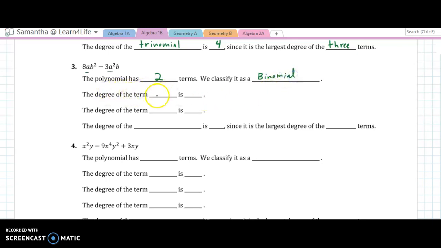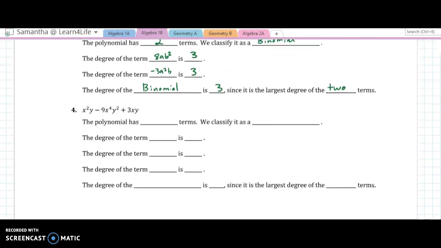And the degree of the first term, 8ab squared, is, well, the exponent on the a is 1, the exponent on the b is 2, so 1 plus 2 is 3. And then the degree of the term negative 3a squared b, I don't think I put a negative on the other ones, but that's okay, is 2 plus 1 is 3. So the degree of the binomial is 3, since it's the largest degree of the 2 terms.